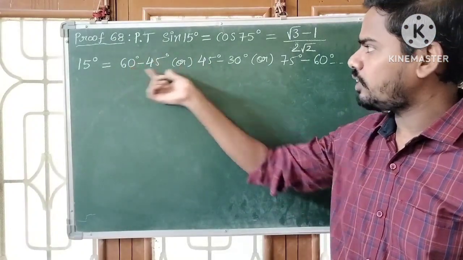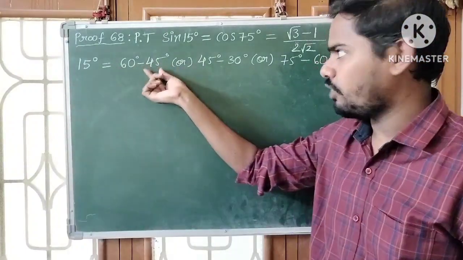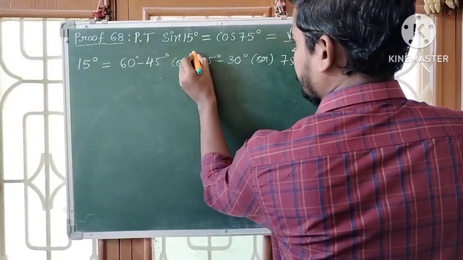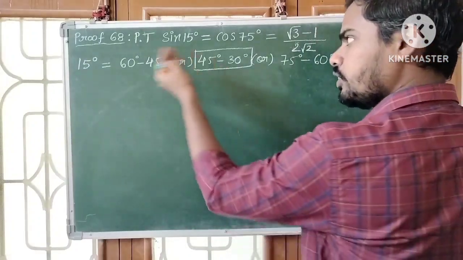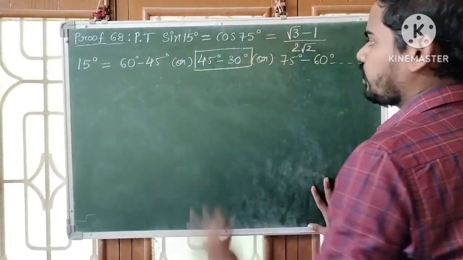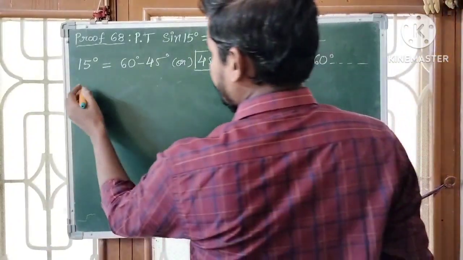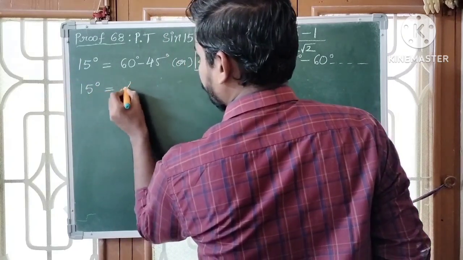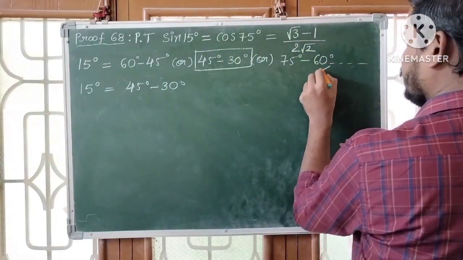Whether I take this one or that one, because we know the trigonometric values of 60 degrees, 45 degrees and 30 degrees. So anyhow here I am going to consider 45 degrees minus 30 degrees. Of course you can consider 60 minus 45. In the end you will get the same answer, (root 3 minus 1) by 2 root 2. Either way you get this answer. Okay, so 15 degrees is equal to 45 degrees minus 30 degrees. Okay, I'm not going to take the other one.